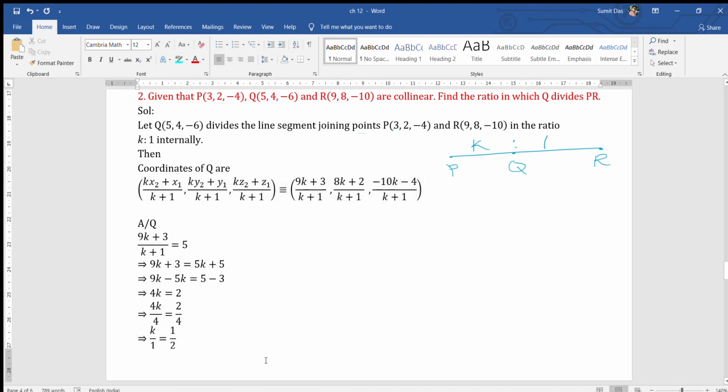Is it clear? Because we have to find the ratio of k is to 1, that's all. You can take the y coordinate, z coordinate, any coordinate. But remember, when you are taking the y coordinate, compare with 4. Don't compare with 5, 5 is the x coordinate. If you are taking the z coordinate, compare with -6. Is it clear?